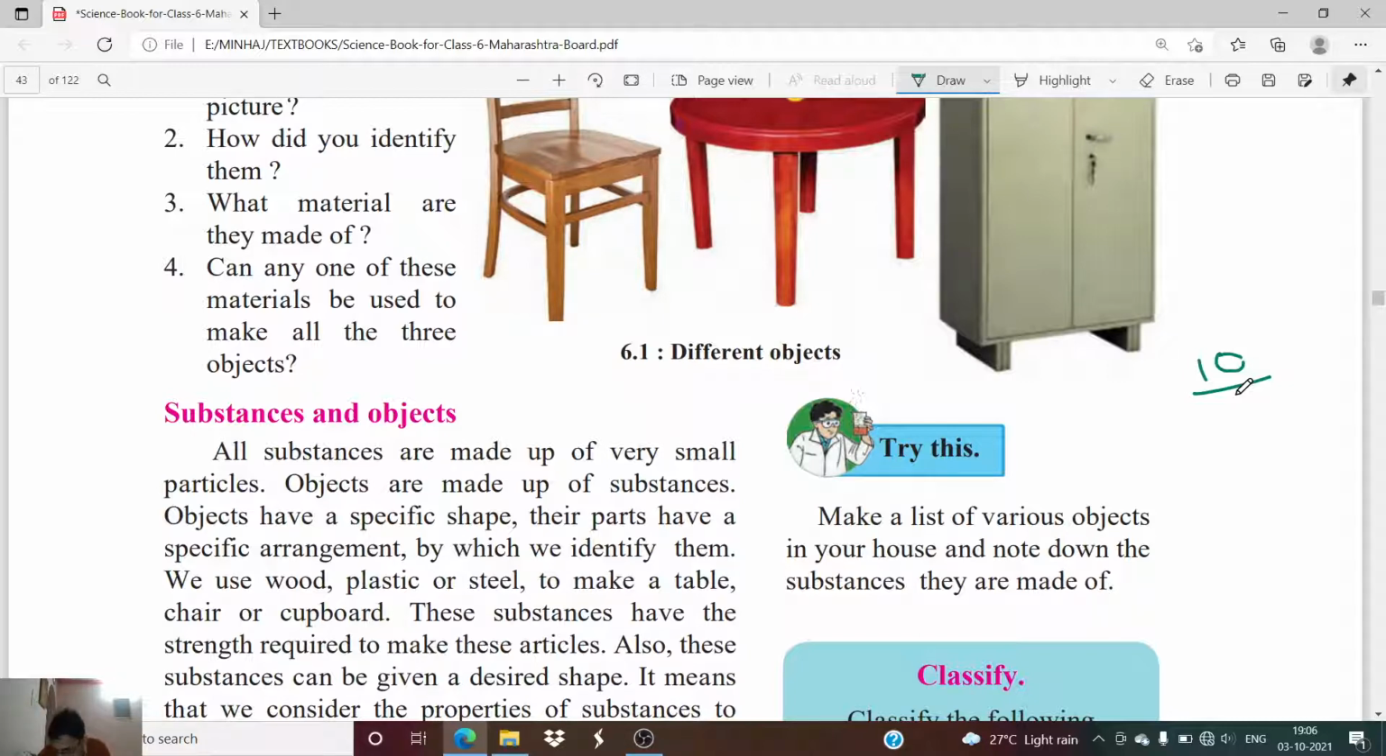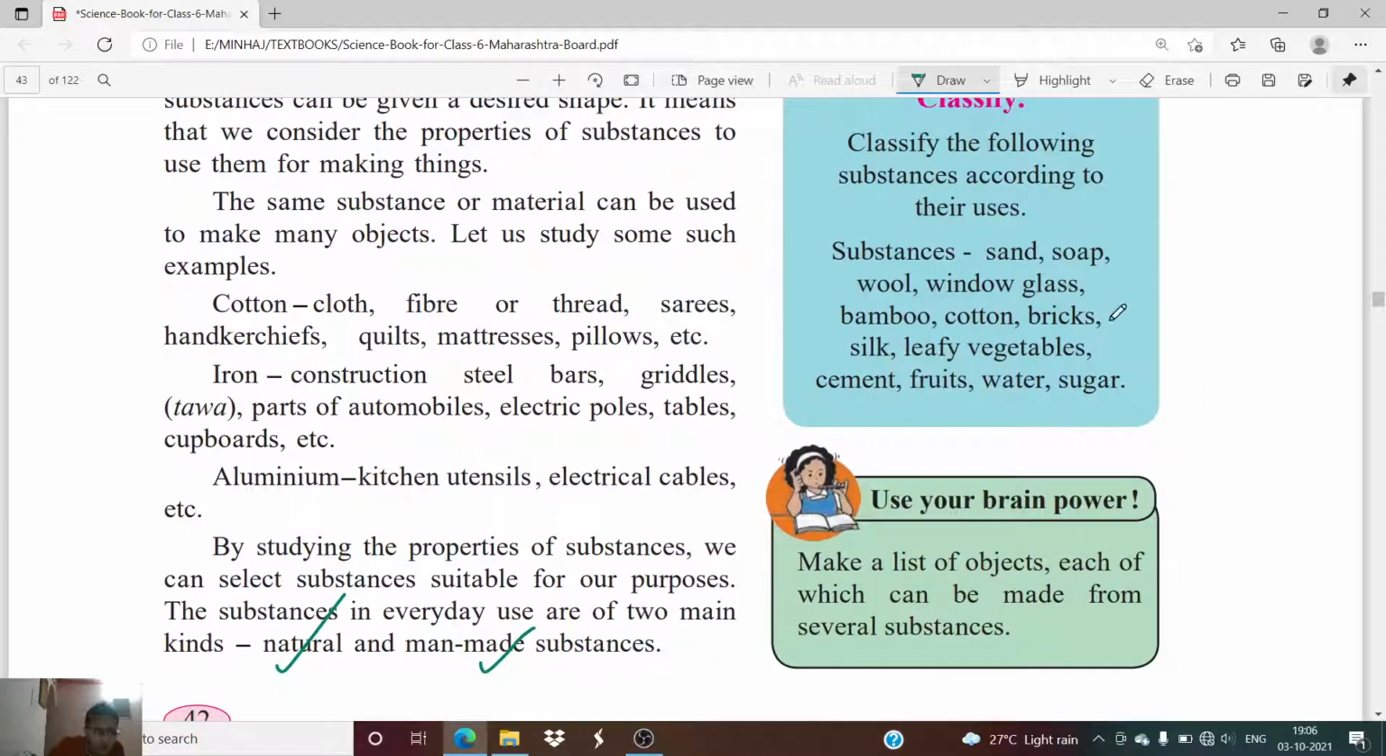So chair, it is made up of wood, then write down wood. Tables, it is made up of plastic, so write plastic, or it is made up of wood, then write wood. If there is a sofa, of what material it is made, note down all those things. Make a list of 10 objects and their substances. This will be your homework.